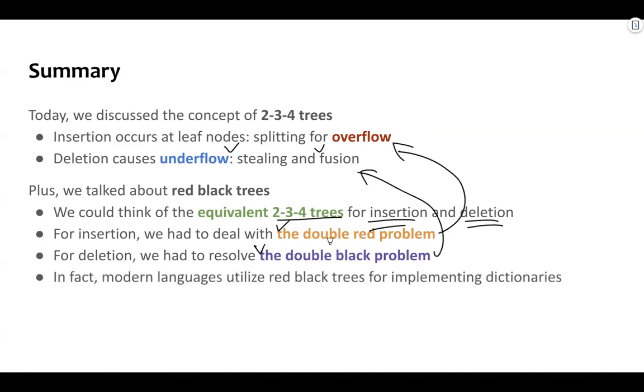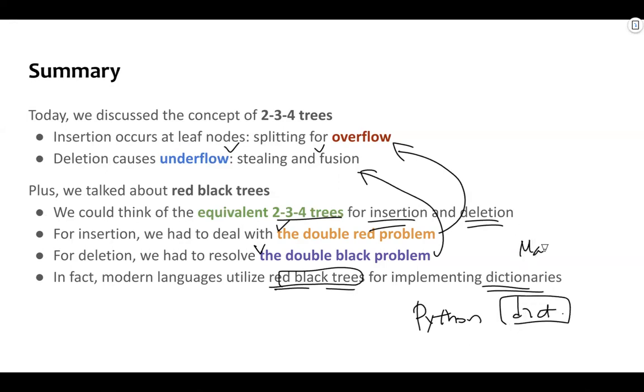In fact, modern languages utilize red-black trees for implementing dictionaries. So Python internally uses red-black trees to implement the dictionary we are using. And in other languages, they do not call this data structure a dictionary, but they call it a map. So when you use Java, they say map data structure rather than dictionary. So when you're using other programming languages in the future, you may see map quite a lot rather than dictionary.